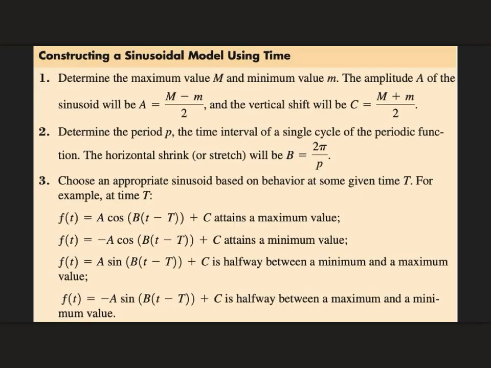Anything that cycles, springs going back and forth, rising and falling tides, Ferris wheels, any kind of cycles with the human body, any kind of cycles can be modeled with the sine and the cosine because they go back and forth between 1 and -1. So we are going to use all of these formulas.